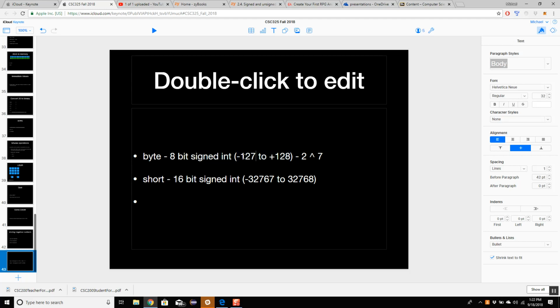With the question that should have come up probably being, well, why is this number different than this number in terms of its actual magnitude? Isn't that negative 128? It is. It is. Thank you.